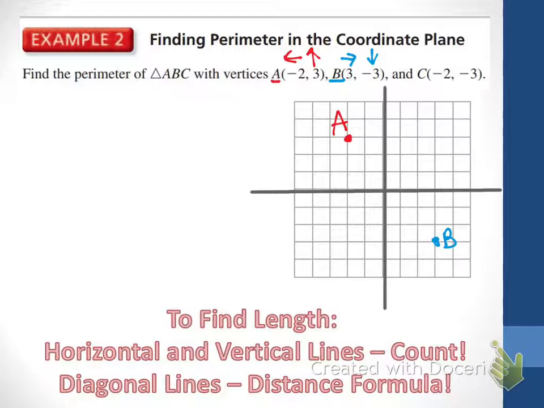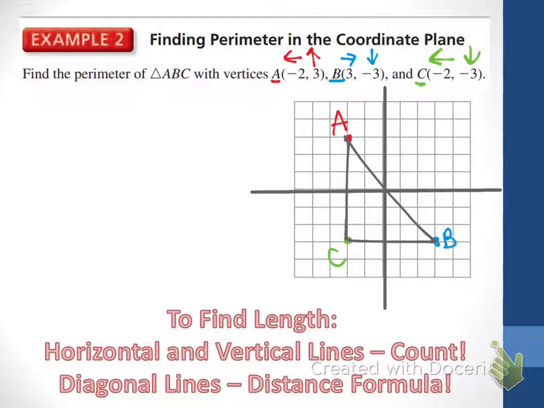And then last is C, right? We're going to go to the left and then go down. To the left 2, and then down 3. Go ahead and connect the dots. It should look like a what? A right triangle, a right angle. That's what we call these.